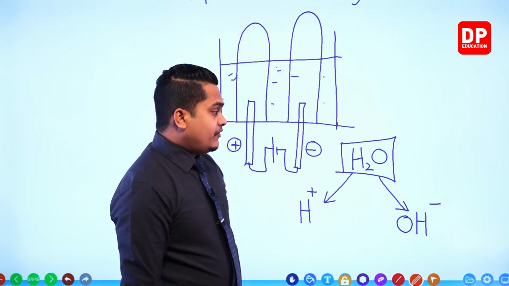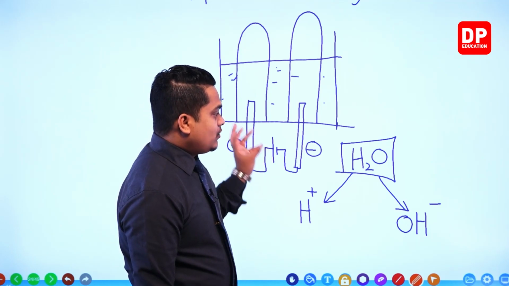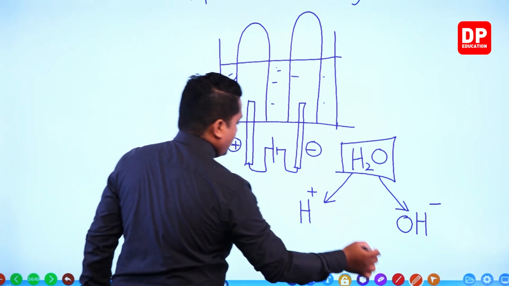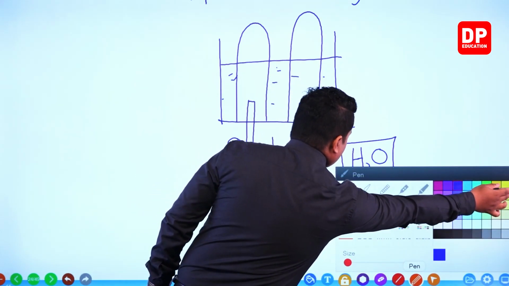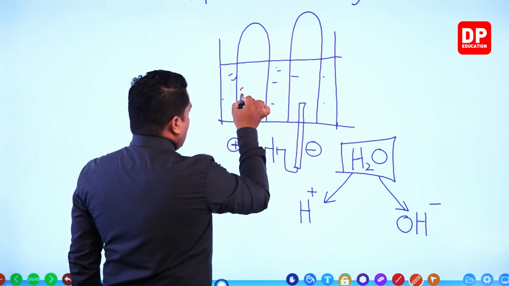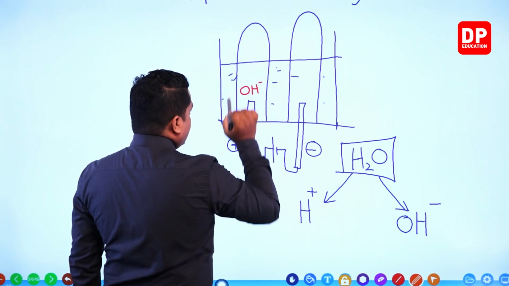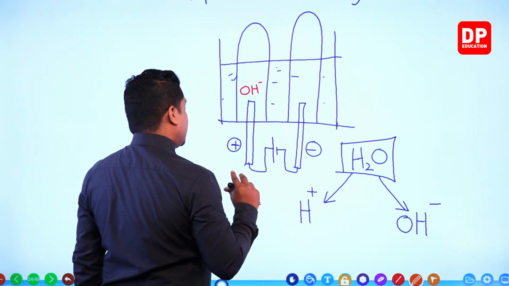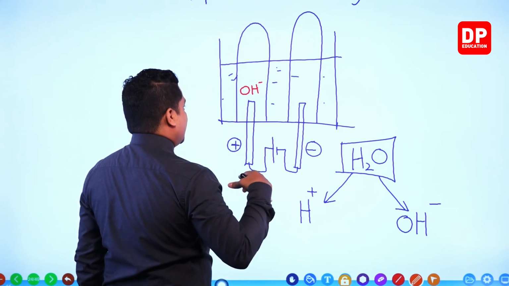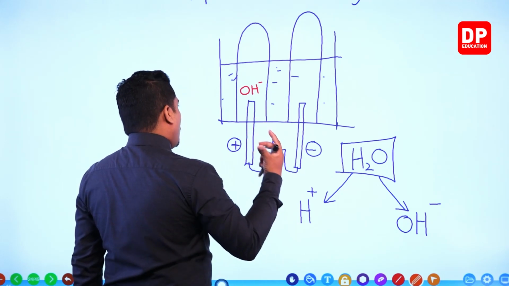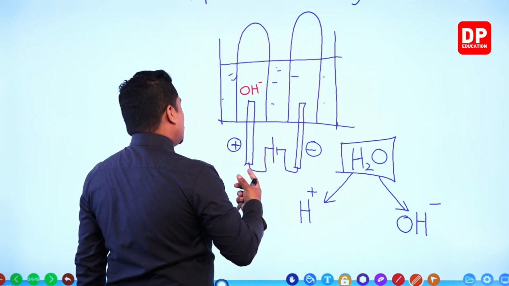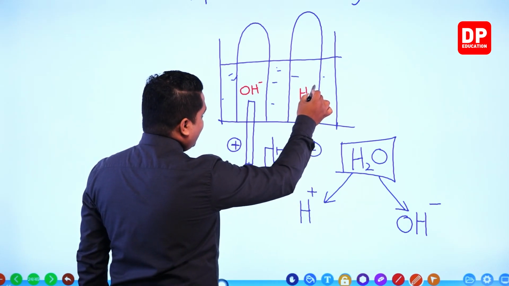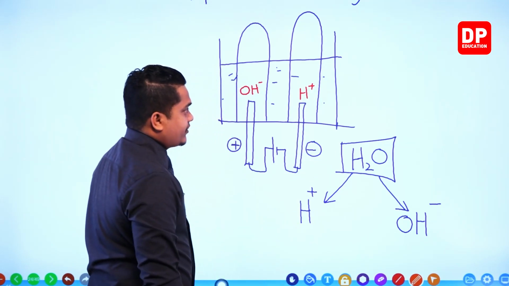Now you know that when you are providing electricity to the circuit, what will happen? All the negative ones will come to the positive terminal, which is over here. OH minus ions will come to the positive terminal because they have opposite charges. OH minus ions will get attracted towards the positive electrode, and the hydrogen plus ions will get attracted towards the negative electrode.